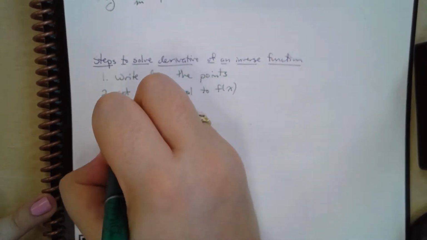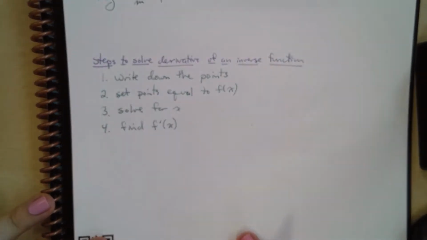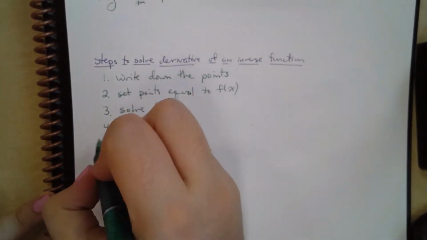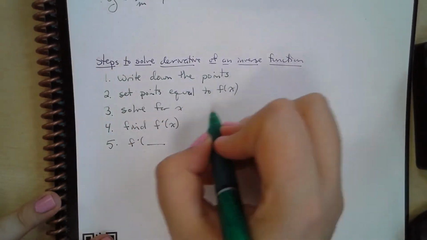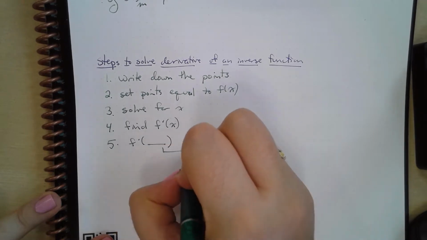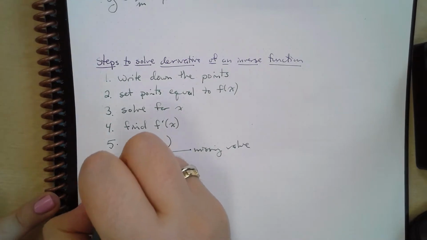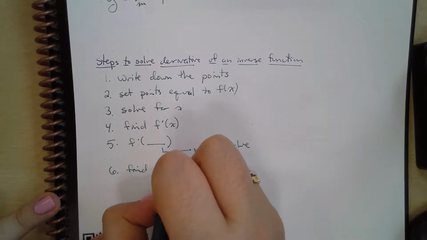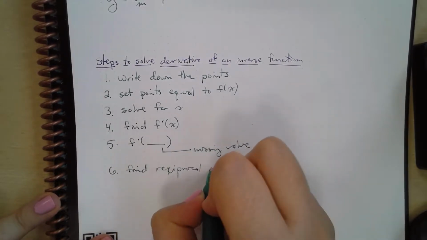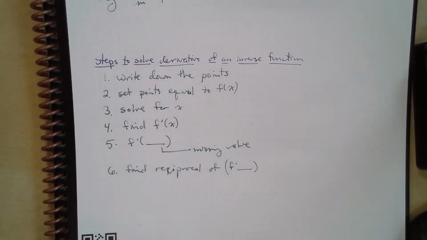Then I want to find f prime of x. We're going to find our derivative. That's pretty simple to do. Then we're going to find f prime of whatever that missing point was, that value we were missing. And finally, you're just going to find the reciprocal of f prime of that missing value. All right? So hopefully that makes sense when we go through some in class, and of course I'll be there to help you.